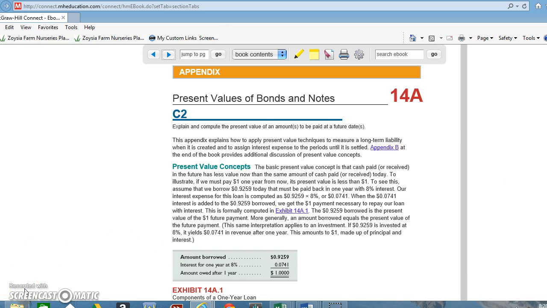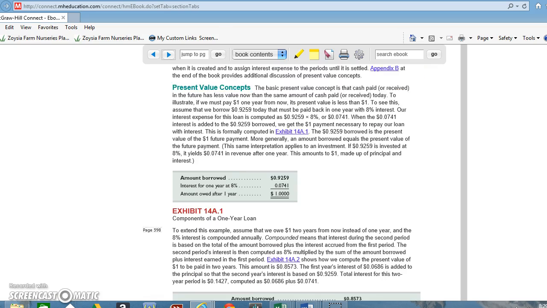I've reached the appendix of the chapter 14 here, and I don't always suggest reading the appendix, but in this instance I do want you to pay attention to what they present here for you. And what it deals with here is the present value of bonds and notes, and I want to make sure that everybody's up to speed on the present value of a dollar. And it, in the book here, pretty much goes through these concepts for you again. If you haven't been introduced to these concepts, I want you to pay special attention to it.